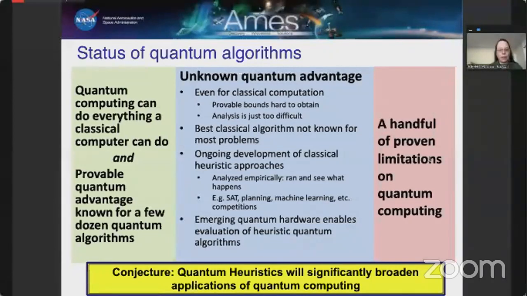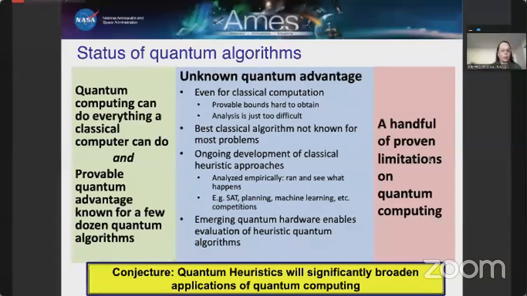There are provable advantages for, depending on how you count, a few dozen algorithms. We also know limitations, but for the most part, we don't know how quantum algorithms will affect certain applications. At this stage of the technology, that is just not surprising, because even for classical computation, it's hard to prove bounds on realistic cases. The analysis is just too difficult. For a lot of the most complex computational problems, the best algorithms are just not known, and there's ongoing development of classical heuristics. These are analyzed empirically: you run them and see how they do on problems of interest. That's why there are, for example, annual SAT competitions, planning and scheduling competitions, machine learning competitions, et cetera, so that people can look at different approaches and see how they're faring.